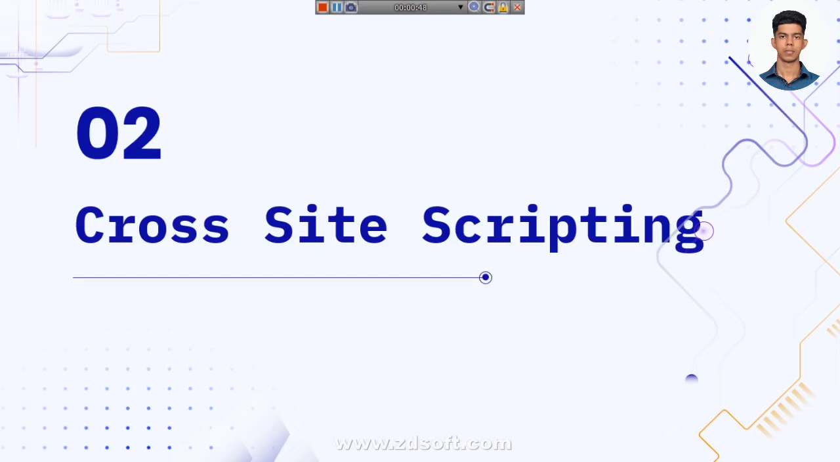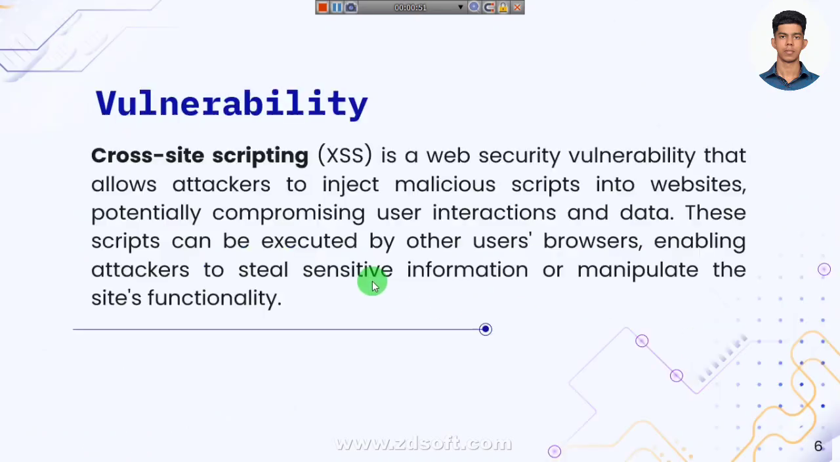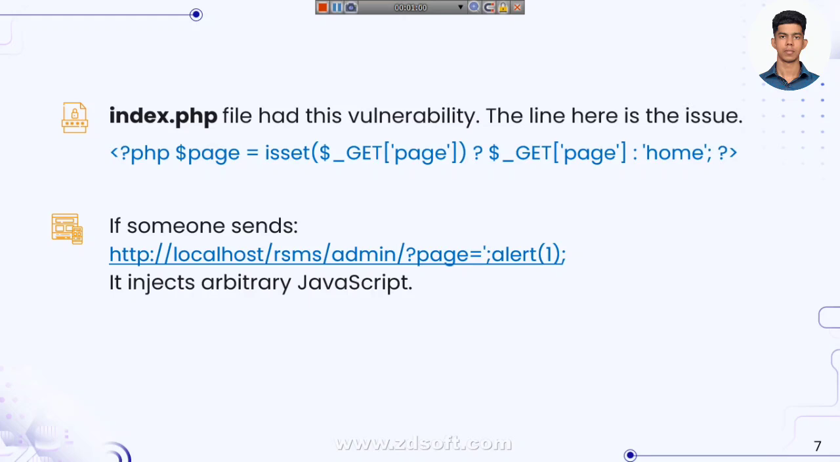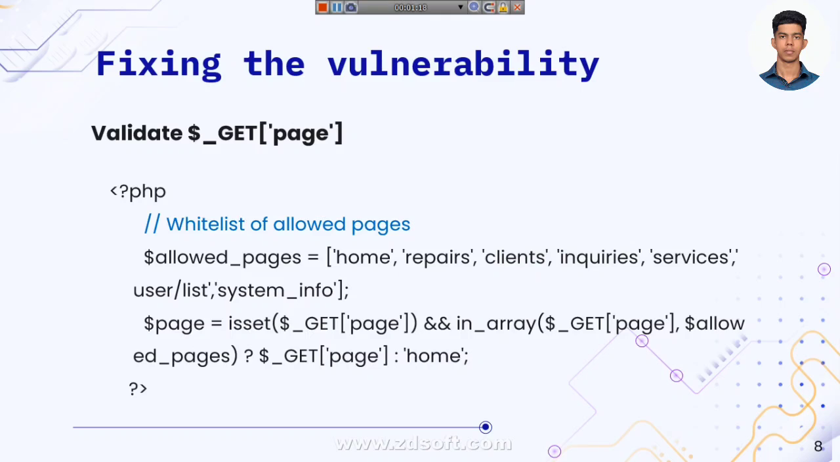First, I found a cross-site scripting, or XSS, vulnerability. This occurs when an attacker can inject malicious JavaScript into a web page. In our case, the index.php file directly loaded user input without validation. For example, if someone entered a malicious URL, they could pop up an alert or even steal sensitive session data. To fix this, I implemented a whitelisting technique, only allowing a list of safe pages that can be loaded. This completely prevents attackers from injecting unexpected pages or scripts.